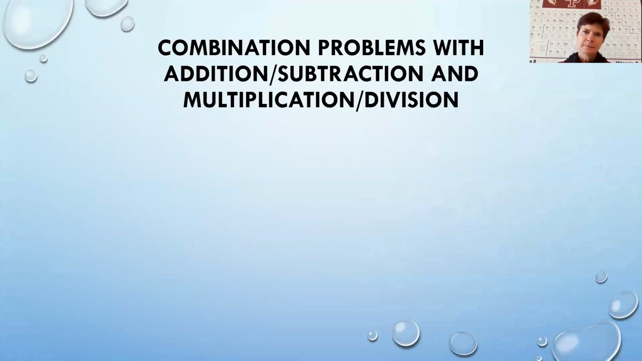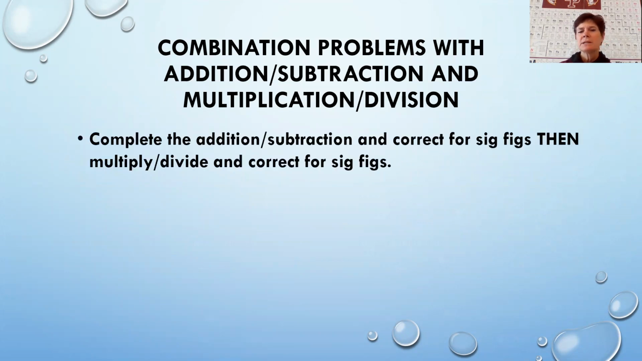Welcome back. Now we're going to look at some combination problems that use addition and subtraction and multiplication and division. So the thing to remember with this is when you finish a type of operation, correct for sig figs before you go on to the second type of operation. So if you add values together, correct for sig figs, and then use the corrected value in the multiplication division that happens afterwards, or vice versa. Complete the addition, subtraction, and correct for sig figs, then multiply and divide and correct for sig figs.